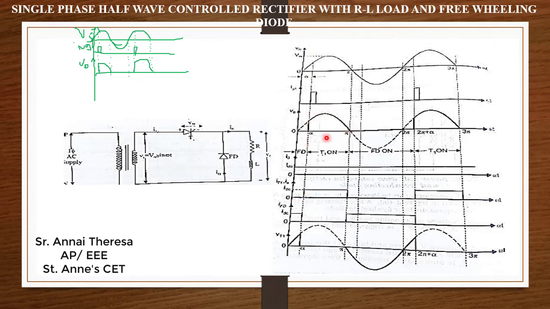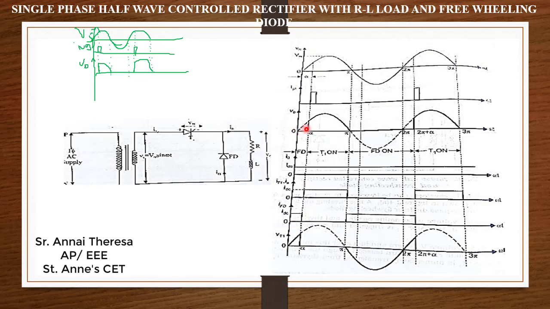Here there is conduction, so there is current. Here no conduction, so no current. Here there is conduction, so you have to put this current waveform. This one is for the freewheeling diode. Whenever there is no conduction of the thyristor, there will be freewheeling diode conduction.